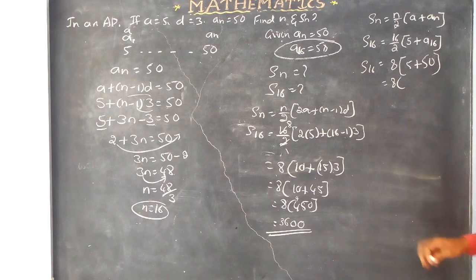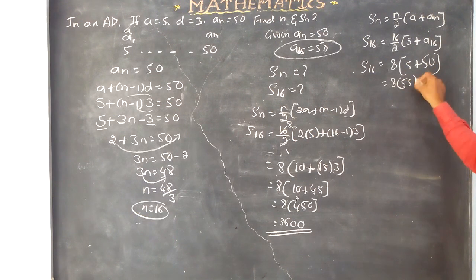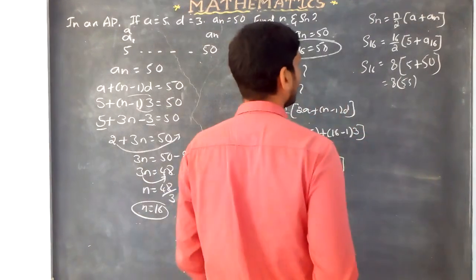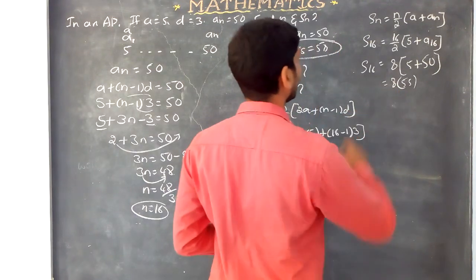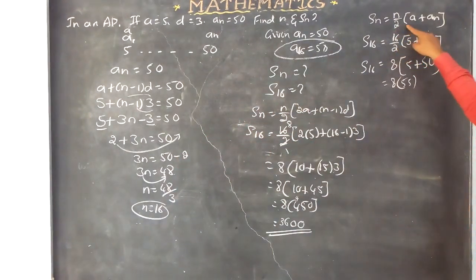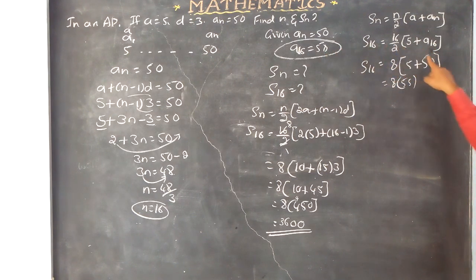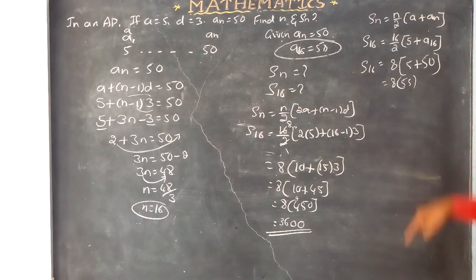How much is 50 plus 5? 50 plus 5 is 55. Yes, now you have to find the product of 55 into 8. Once again you see the formula is Sn equals n by 2 into (a plus an). a means 5, an means a16. What is the 16th term? The 16th term is 50. That's why it is 50 plus 5. How much is 50 plus 5? 55. Now you have to find 55 into 8.